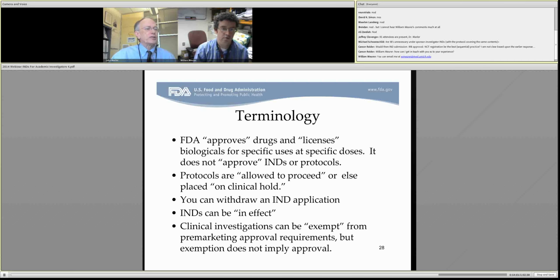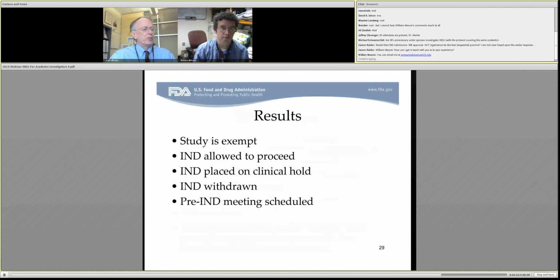Clinical investigations can be exempt from pre-marketing approval requirements, but exemption does not imply approval. In other words, if the application's exempt, that's a characteristic that it has. It does not have a quality that this protocol is approved by the FDA.